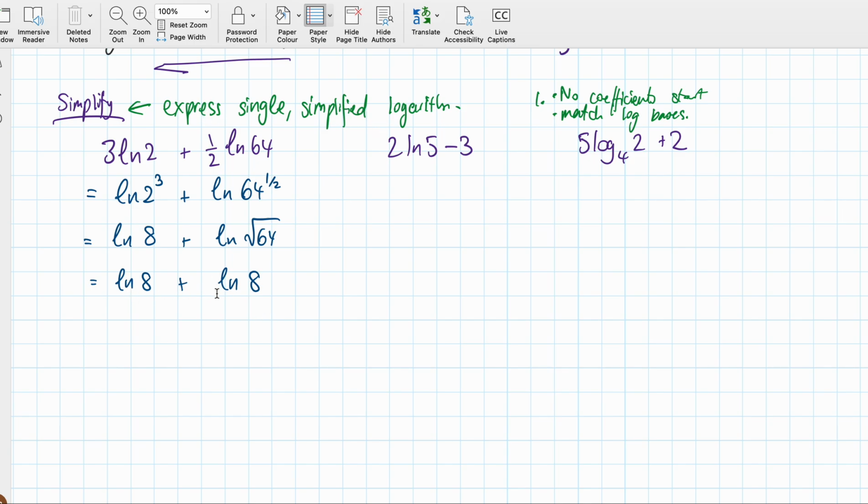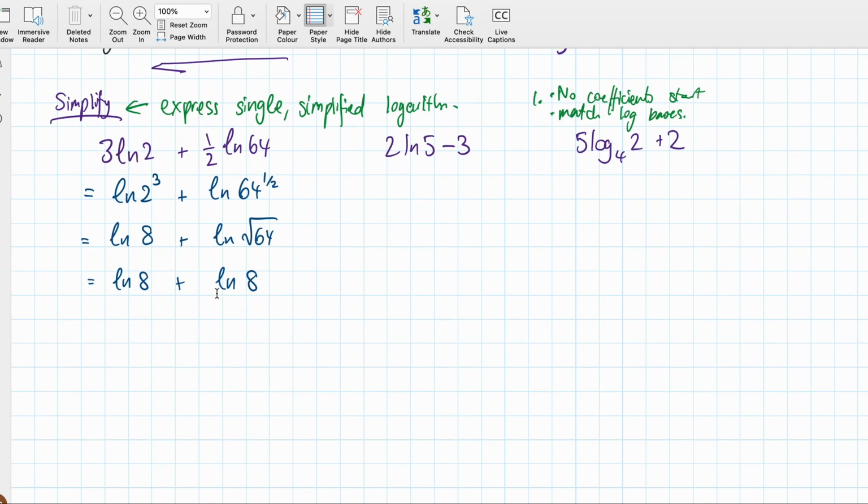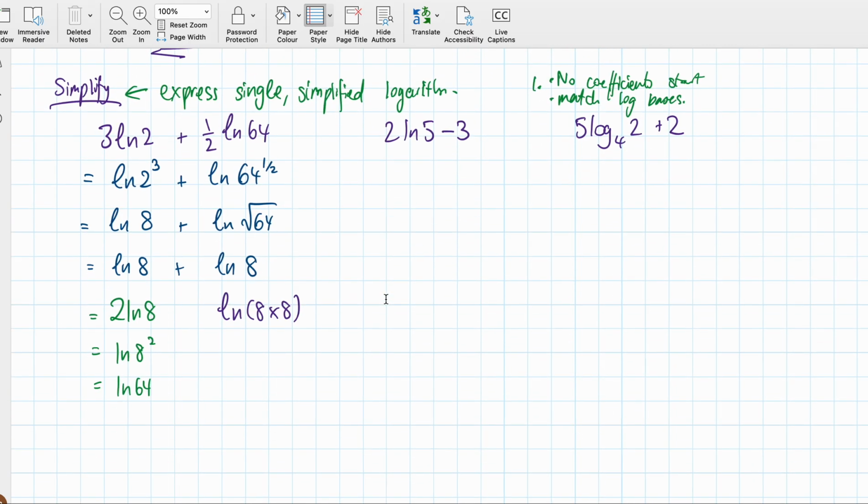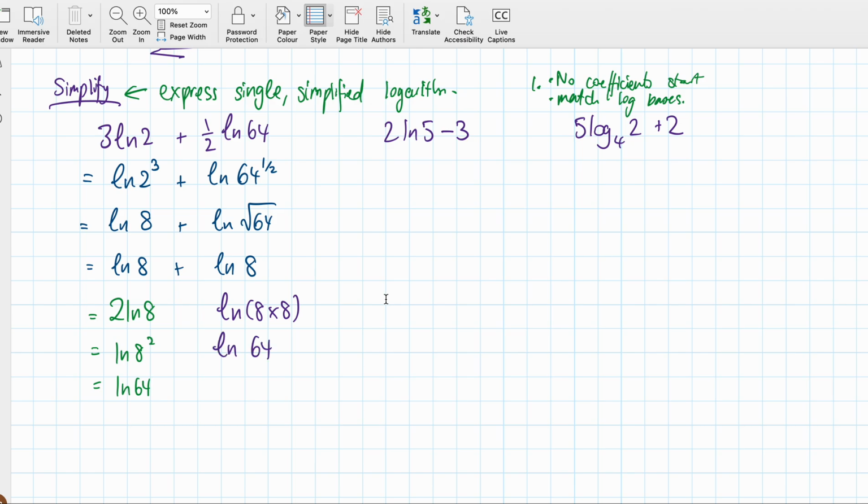Now we've got ln 8 plus ln 8. You can either express it as 2 ln 8, so there are two ways of doing this. You can call this 2 ln 8, which becomes ln 8 squared, which becomes ln of 64. Or you can go a different way about it, and say ln 8 plus ln 8 is ln of 8 times 8, which comes from the first rule here, which becomes ln 64. So same result, different ways to get there.